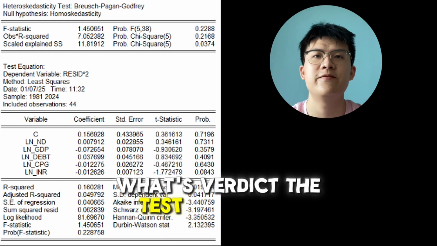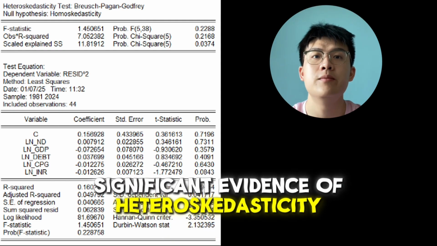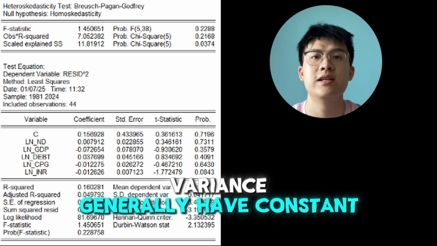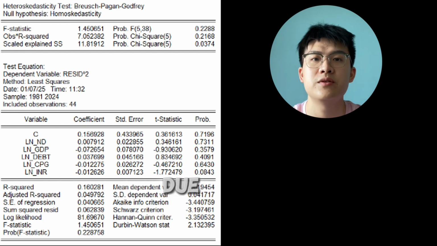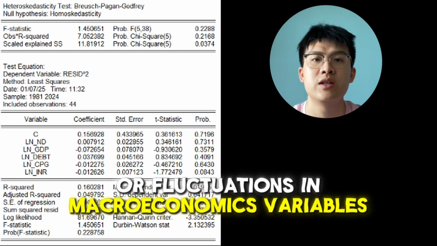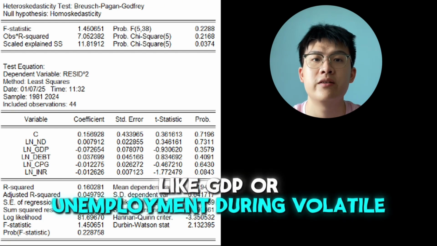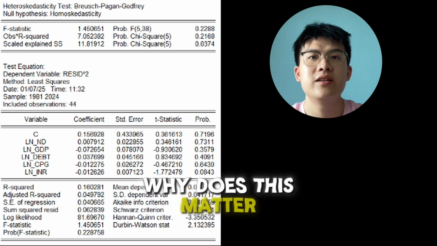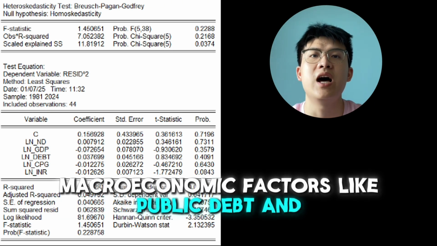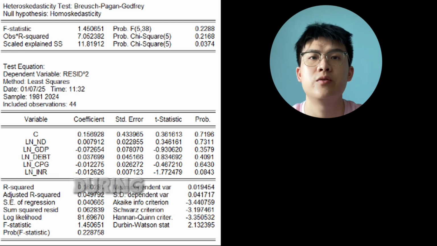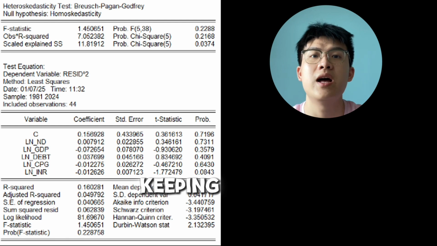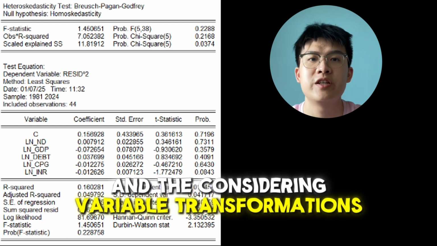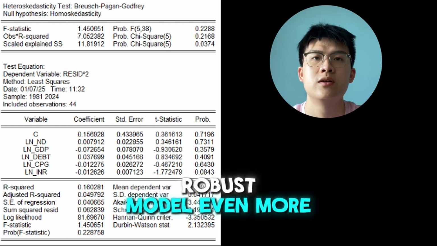What's the verdict? The test found no significant evidence of heteroscedasticity, meaning the residuals generally have constant variance. This supports the reliability of the regression model. However, there might still be some minor concerns due to outliers or fluctuations in macroeconomic variables, like GDP or unemployment during volatile periods. Why does this matter? Macroeconomic factors like public debt and unemployment can sometimes show varying variance during economic changes. Well, this test gives us confidence in the model's stability. Keeping an eye on outliers and considering variable transformations can make the model even more robust.